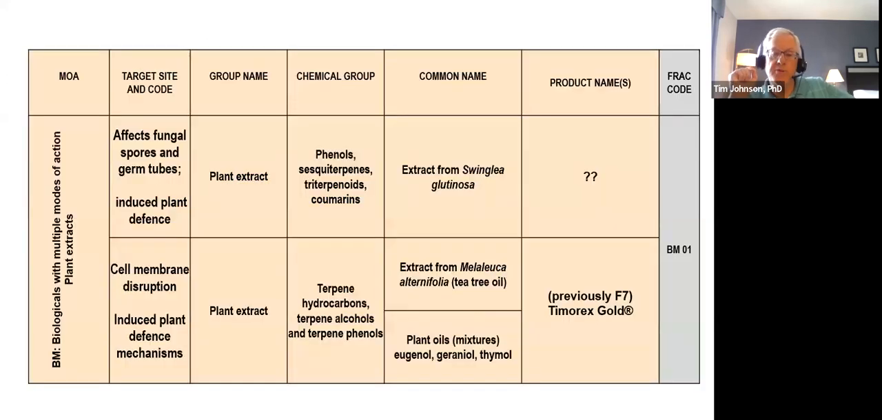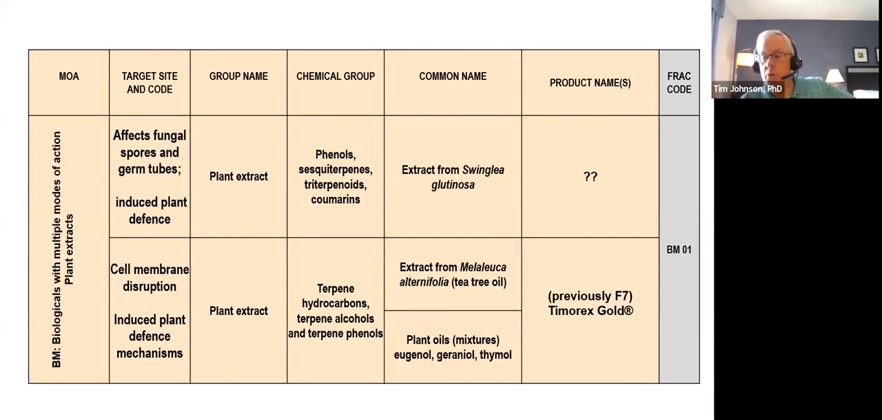There are some other products that do also induce plant defense resistance, but these are products that have multiple modes of action. So the first group is called BM1, and there's a couple different groups. One are plant extracts from a plant called Reynoutria sachalinensis, and then there are others that come from either tea tree oil or mixtures of plant oils.